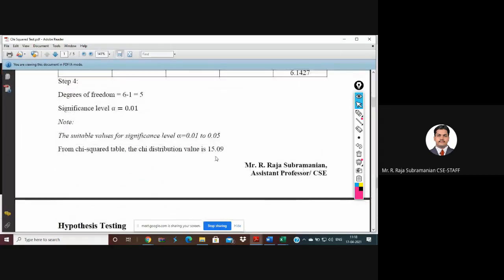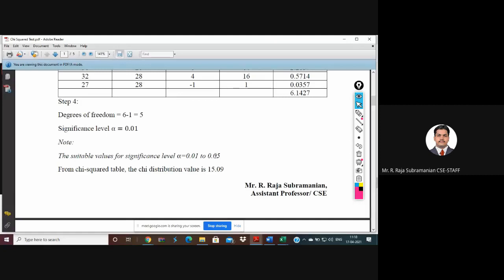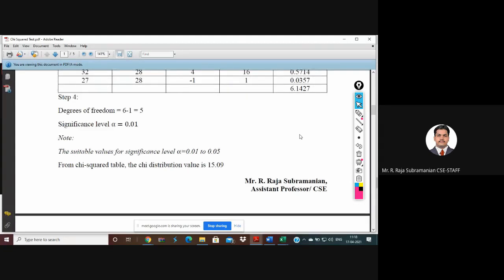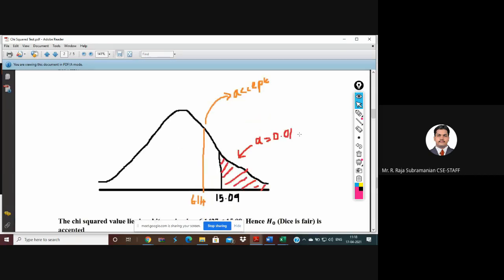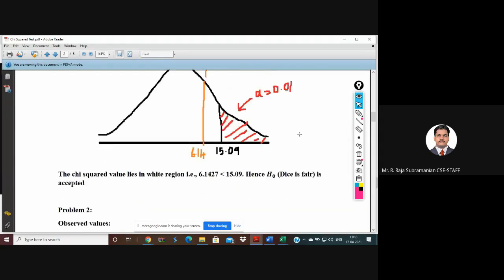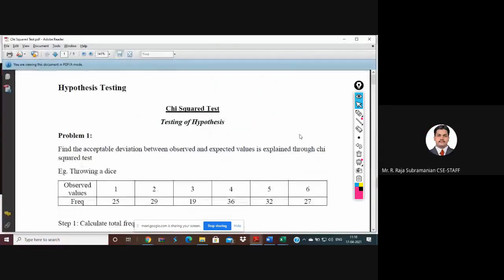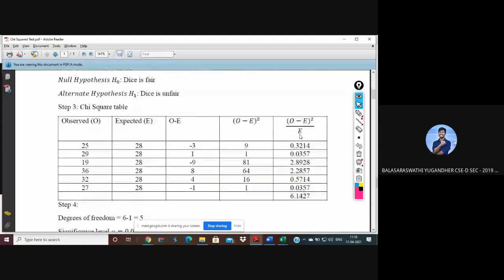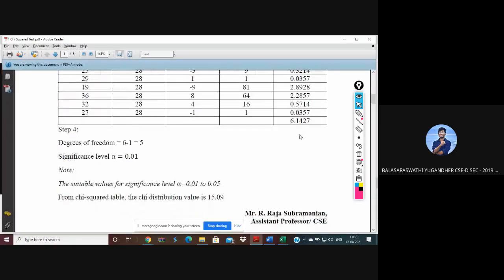I'll repeat one more time. Understand what the degrees of freedom formula is, understand what the best significance level is, and if you are given the chi-square table, understand how to read it for the given degrees of freedom. Sir, can you go up?